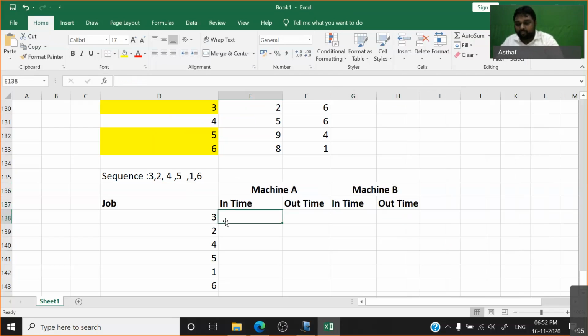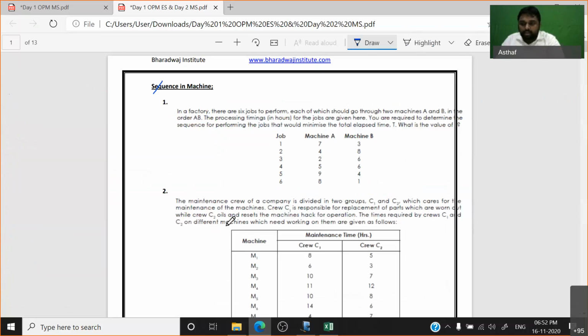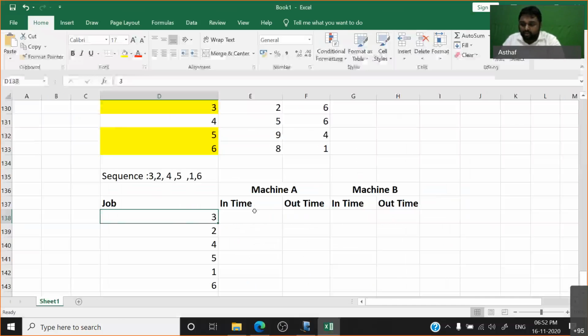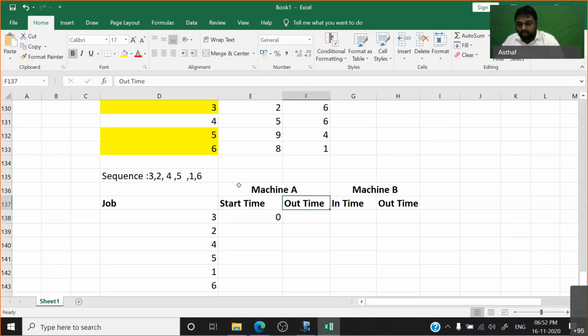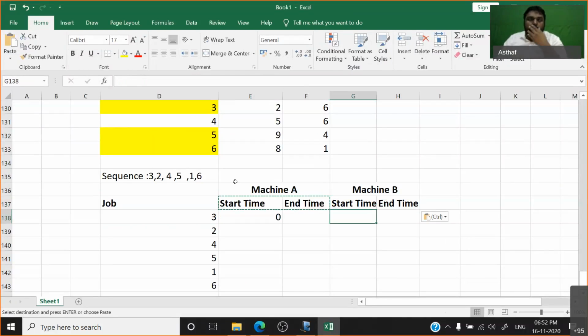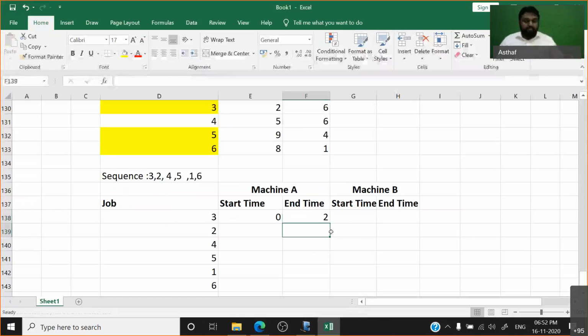So we will start. What is the in time? See, this is job 3, and it is the start. Start will always be 0. So you can write here start time and end time. For the job, how many hours? 2 hours, so it will finish by 2. Starting will always be 0.